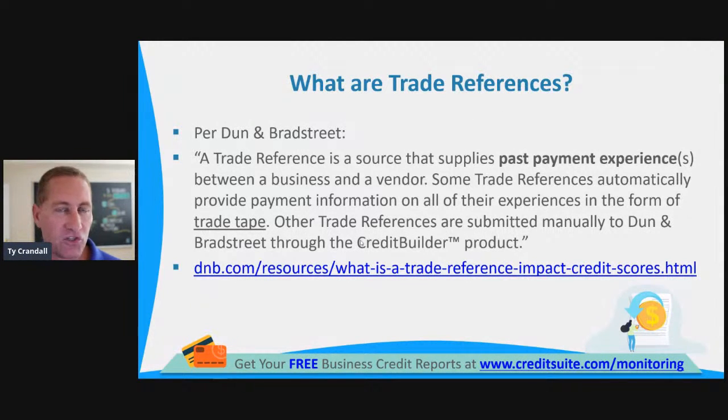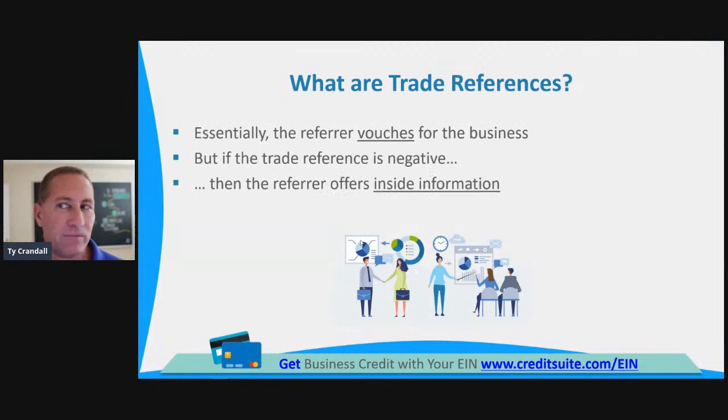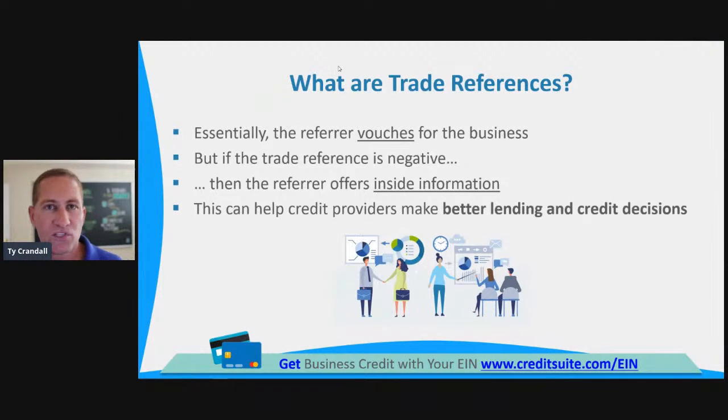So what trade references allow you to do is take those accounts that aren't being added and take a portion of them and add them to your commercial credit reports. So essentially, the referrer vouches for the business. The credit issuer is saying, hey, yeah, this person pays us. They pay us as agreed, okay? And then you get that added to your D&B report, of course, in case it's negative. If it's negative, you don't want to have it added because that can actually hurt your business credit reports.